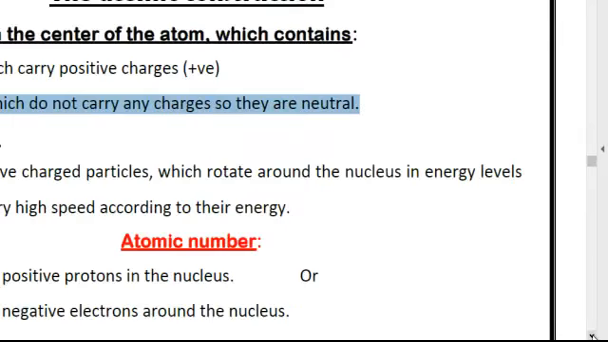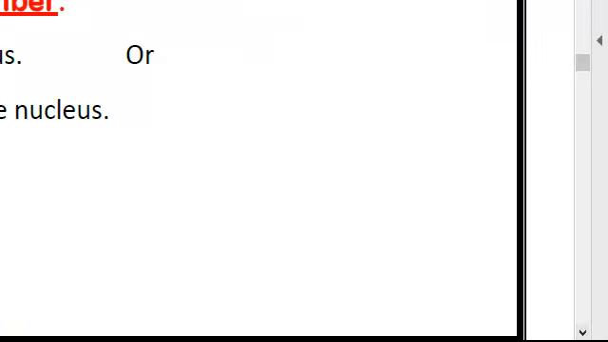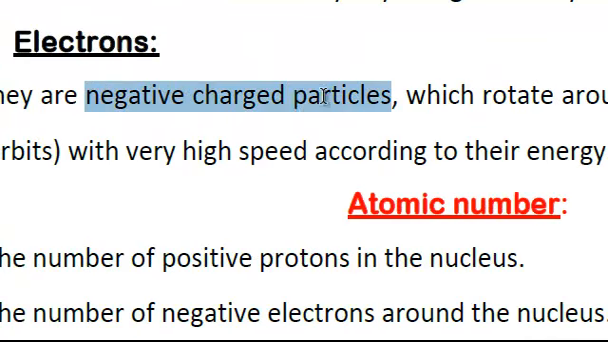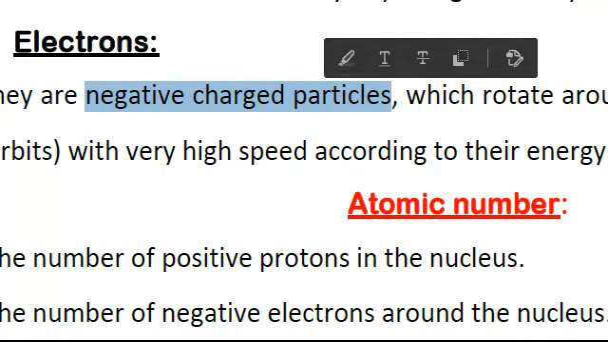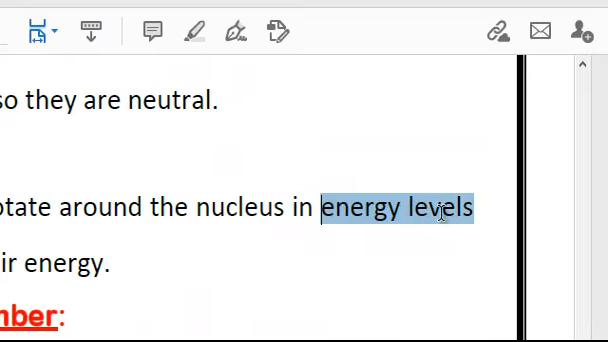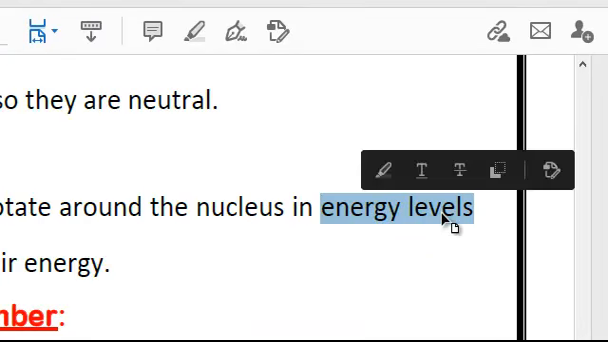When you move outside the nucleus, you can find electrons. Electrons are very, very small particles that carry negative charge and rotate around the nucleus at very high speed, in places which are called energy levels, imaginary places, imaginary circles around the nucleus, which are called energy levels or orbits or shells.